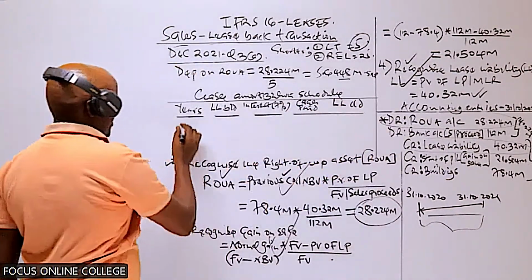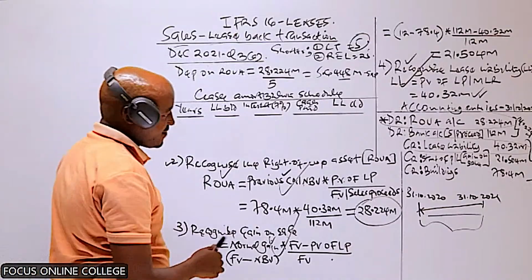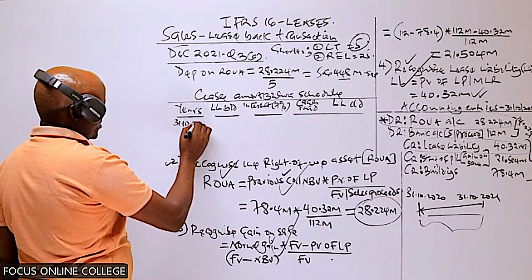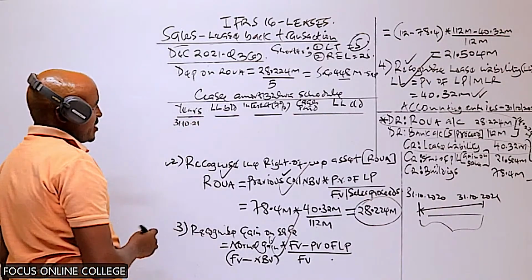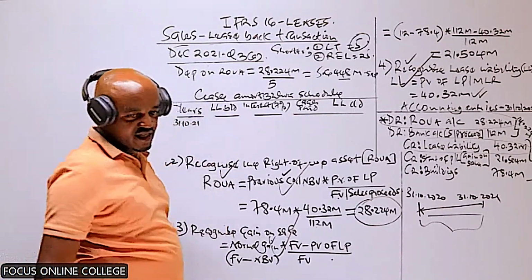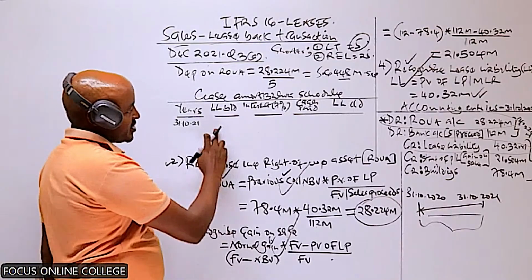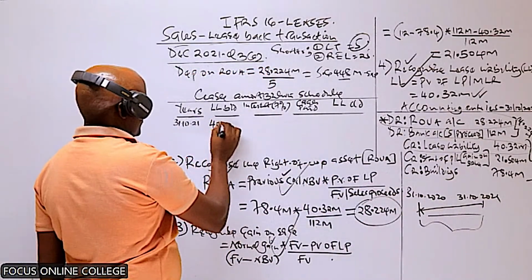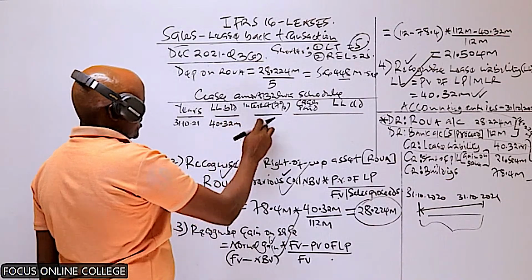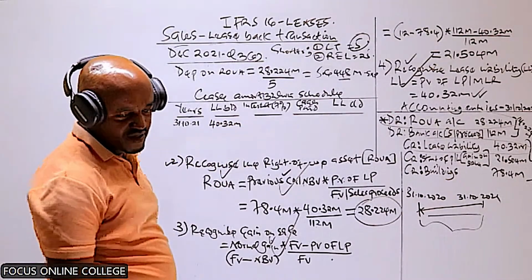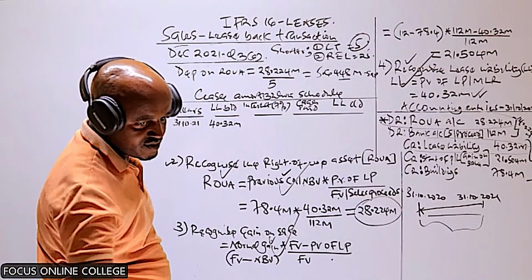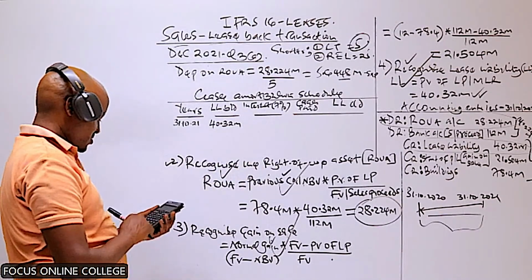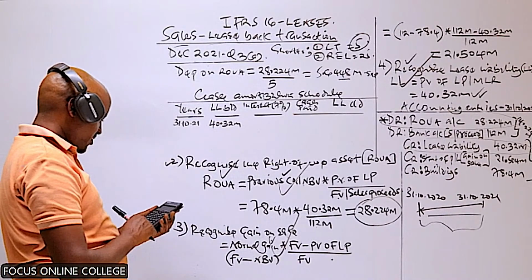So we start with the first year. The first year ended 31st of October 2021. And we start with the lease liability at the start of the year, which is 40.32 million. Then we compute the interest, which will be 7% of that. What will be 7% of 40.32?